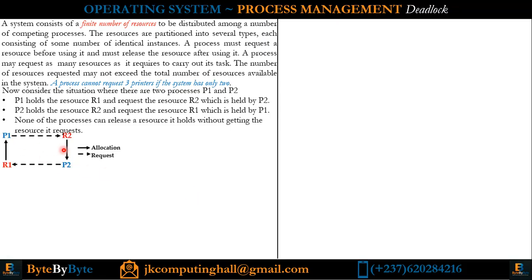As you can see in the key, the dashed line represents request and the solid one represents allocation. So P1 is allocated R1 and requests R2. P2 is allocated R2 and requests R1. So you see that in this case, it forms a cycle which will never terminate, and this cycle is what we call a deadlock. None of the processes will be able to have access to the requested resource, and they will remain in a deadlock.